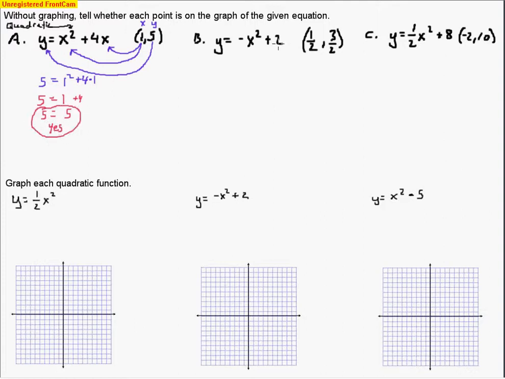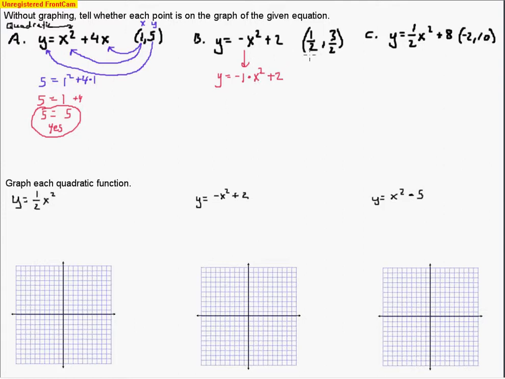So let's take a look at the next one. Same thing. Now, when we have this minus sign here, this is the same thing as saying negative 1 times x squared. Whenever you have a minus sign in front of a term, you can always write it this way. It's important to think of it this way because order of operations says we don't multiply first, we do exponents. So exponents are done first.